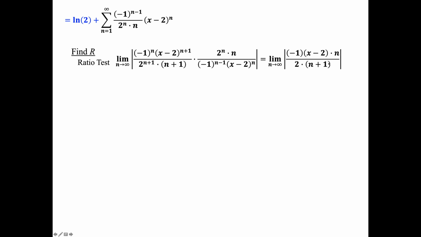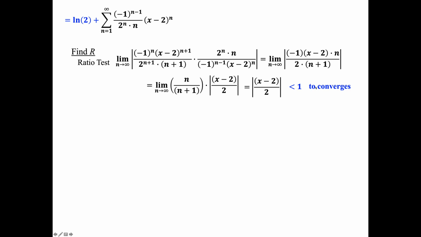And remember, we talked about grouping those together because that's the part we're going to take the limit of. And again, remember, negative 1 in the absolute value bars is just going to basically disappear. So here's keeping the n and the n plus 1 together. Here's my variable expression and any scalar values staying together, and leave them in your absolute value bars. This limit is going to approach 1, so our answer is the absolute value of x minus 2 over 2, and this converges when it's less than 1.